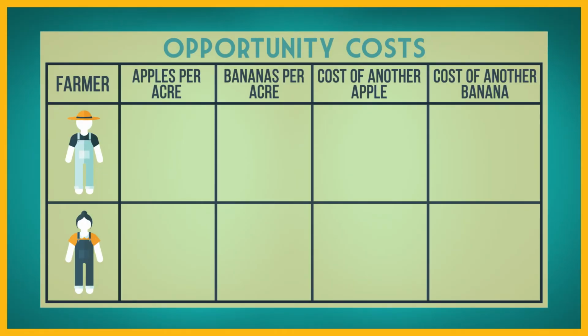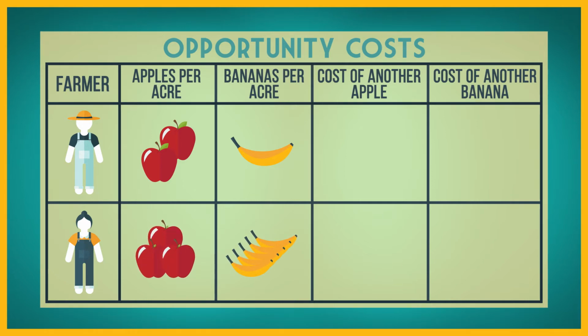Remember that each acre in Edward's farm can produce either 1 banana or 2 apples. Each acre in Lisa's farm can produce either 5 bananas or 3 apples. Since Edward grows 1 more banana and 2 fewer apples each time he allocates an additional acre to bananas, the opportunity cost of having Edward grow another apple is 1 banana divided by 2 apples, or 1/2 banana per apple.